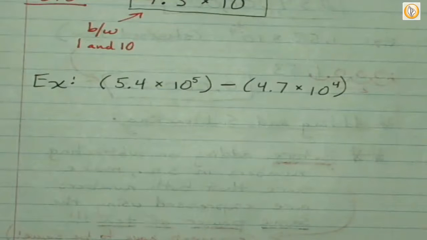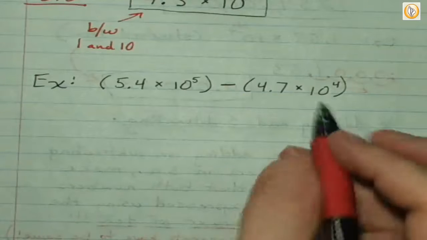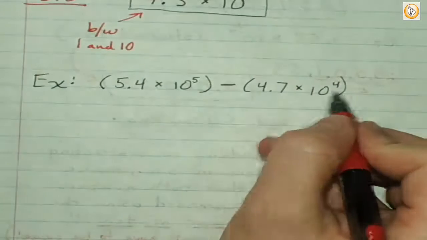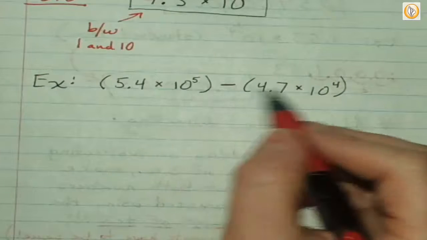Michaela, what is the important rule before we do anything when we're adding and subtracting scientific notation? That the exponents are the same. That's right. The exponents have to be the same. Cecilia, are they the same?